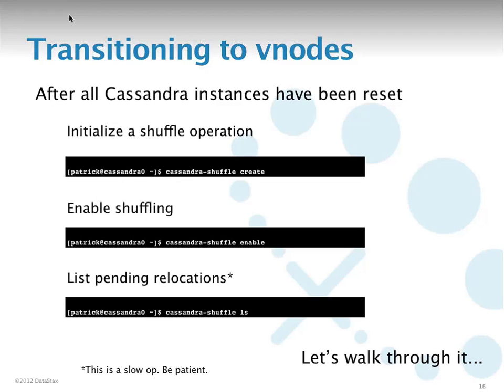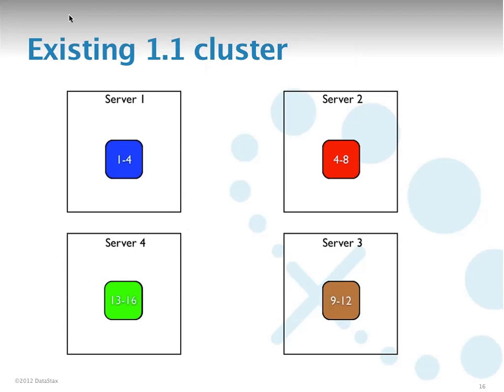So that's it. Let's walk through it. I've got really cool graphics here. I've learned how to do graphics with Keynote, so I'm feeling pretty cool. Let's do this one step at a time. Here's our existing 1.1 cluster. Every server has a range of keys, and I kept my key space really, really small because it's got to look good, so I have four keys on each server.